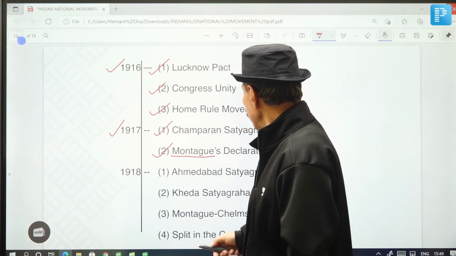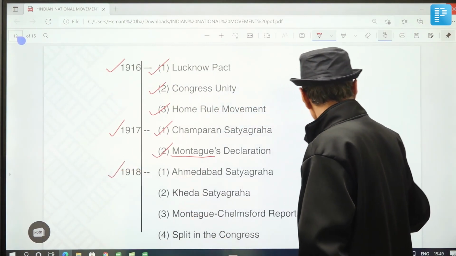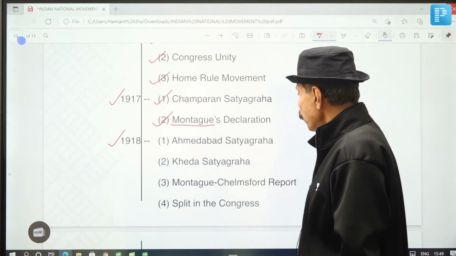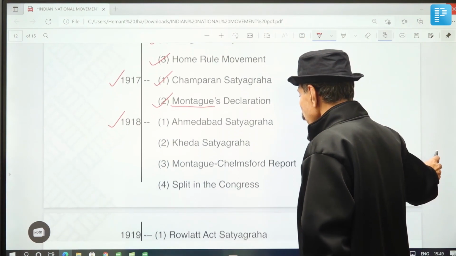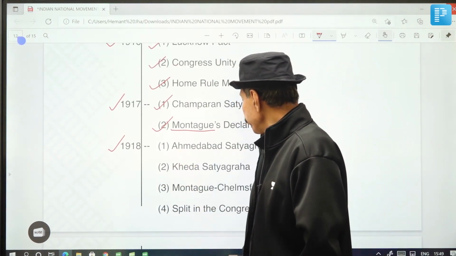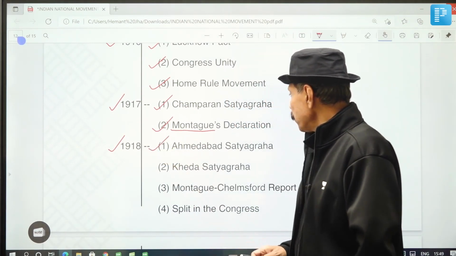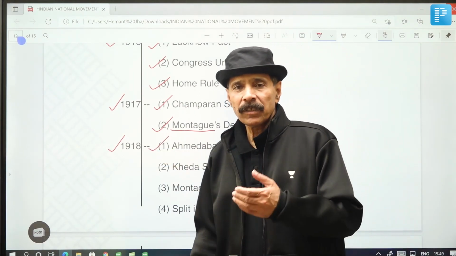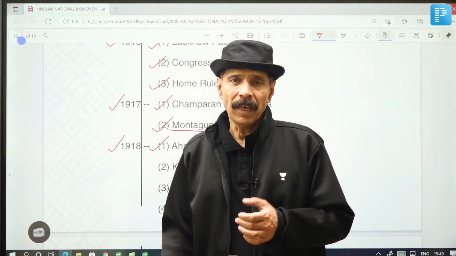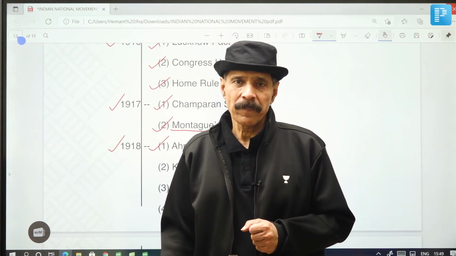And next is the year 1918. And in 1918, there are 4 points representing 4 events. Number 1, Ahmedabad Satyagraha. This was the second Satyagraha of Mahatma Gandhi at Ahmedabad, and this was for textile mill worker.